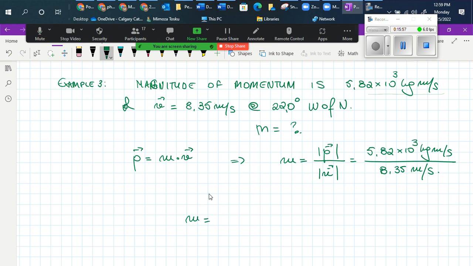Therefore, the mass of the object will be what the calculator is giving me as 697.005988 kilograms. However, in our calculations, the lowest number of significant digits is 3, and since we are multiplying and dividing here, the final answer follows the rules for significant digits, which is to go with the lowest number of sig digs. The final answer will be 697 kilograms.